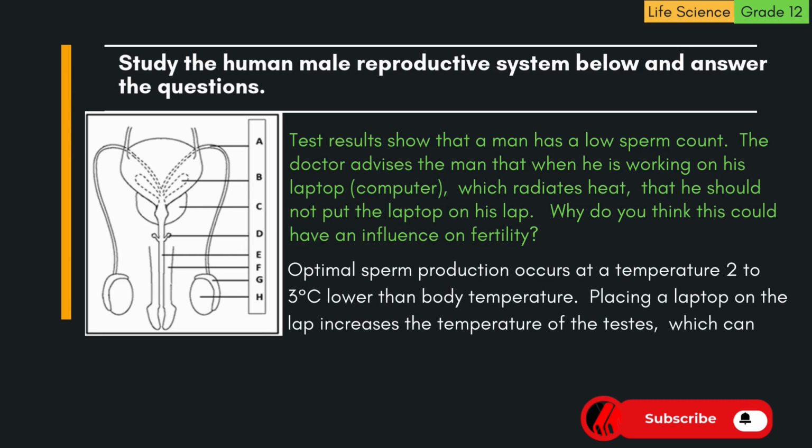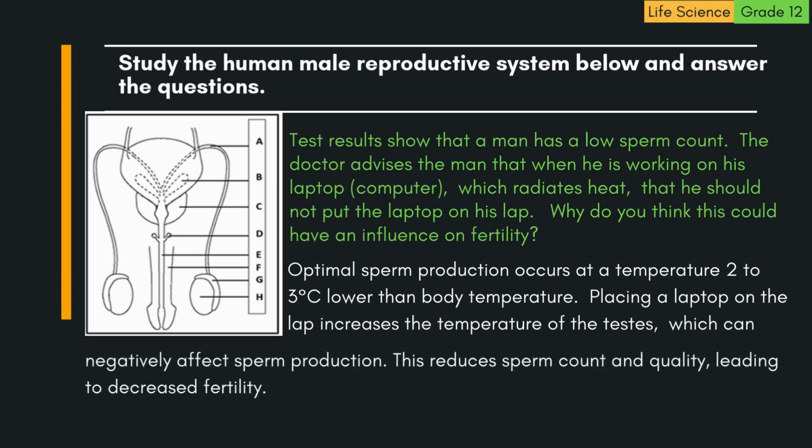Optimal sperm production occurs at a temperature 2 to 3 degrees Celsius lower than body temperature. Placing a laptop on the lap increases the temperature of the testes, which can negatively affect sperm production. This reduces sperm count and quality, leading to decreased fertility.